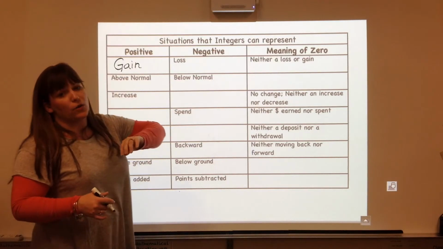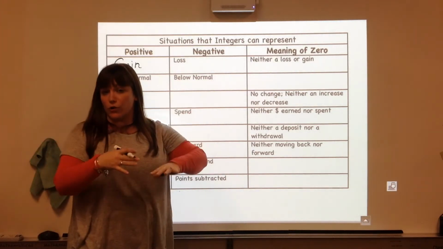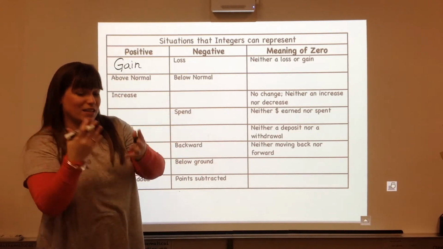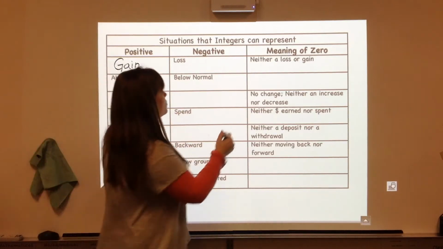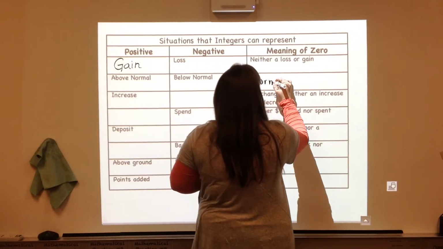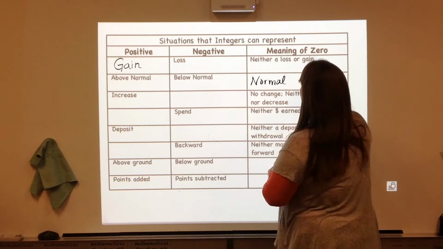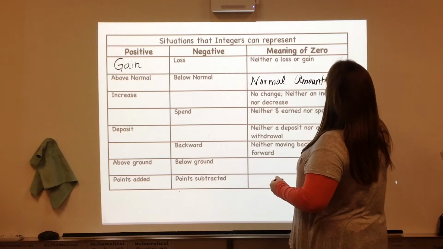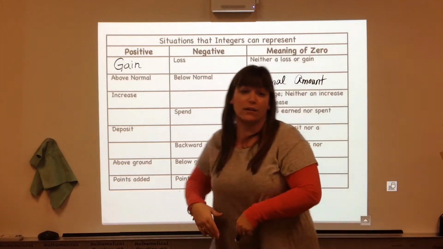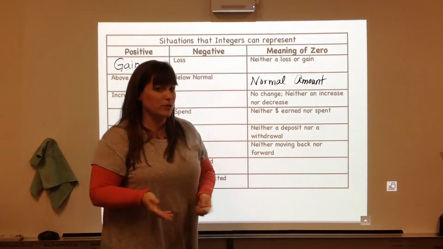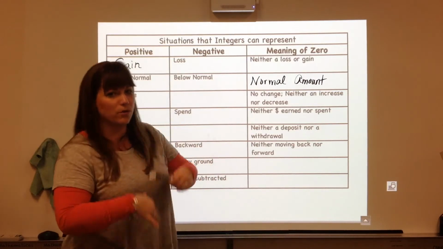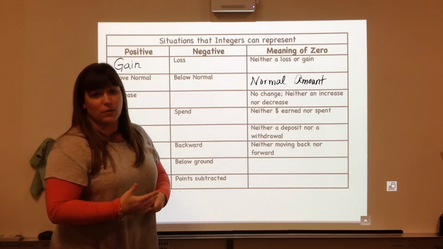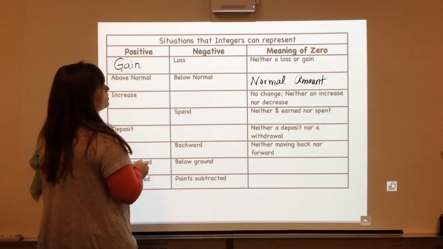You could also talk about above or below normal, and if there was no above or below normal, everything is the normal amount. So that would be a case perhaps when you're dealing with rainfall. The normal amount in the month of August is, say, 20 inches, and we got 2 above the normal, so that would be 22 inches, or 2 below the normal, and so on and so forth. So another key word that will mean positive or negative is increase or decrease.